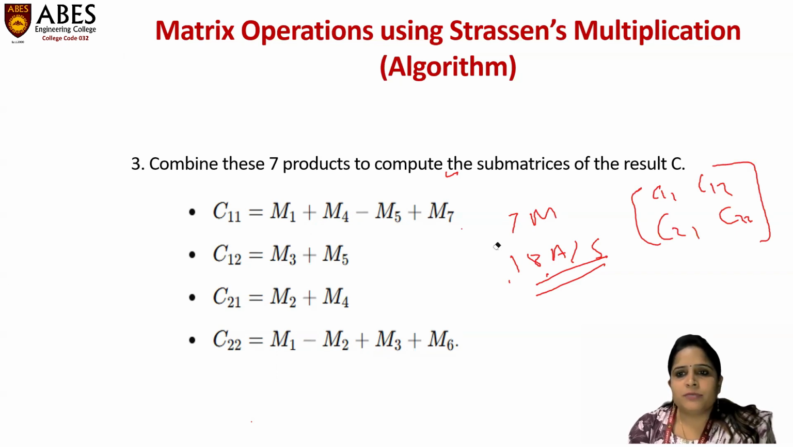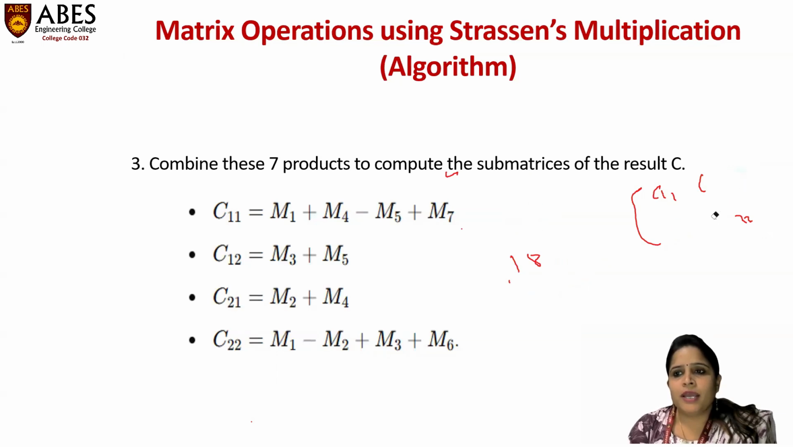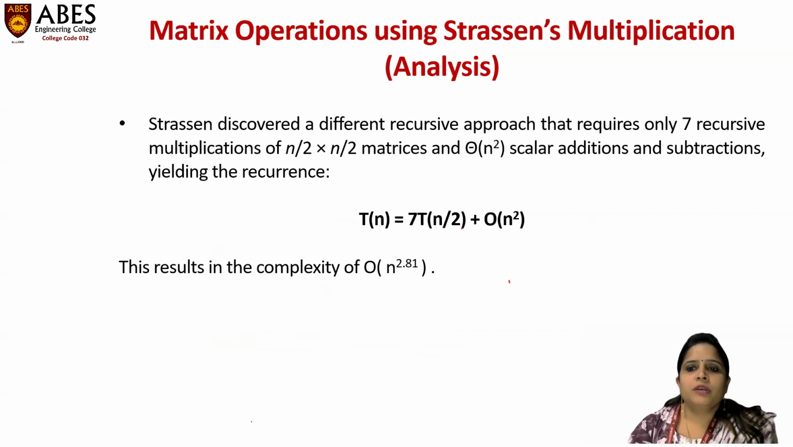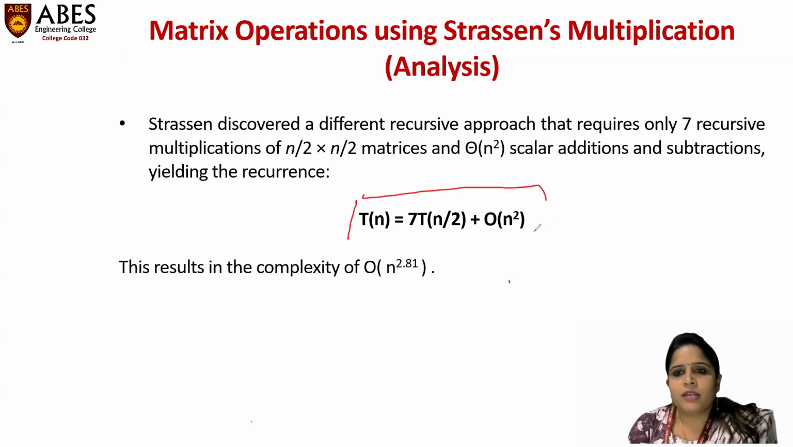And we know the addition and subtraction operations will take order of n square time for the computations, and the cost of multiplication, where each multiplication size is n by 2, right? So if we write the recurrence relation of this Strassen multiplication, it will be 7T of n by 2 plus order of n square. If we solve this equation using the master method, again the time complexity is order of n raised to the power 2.81.